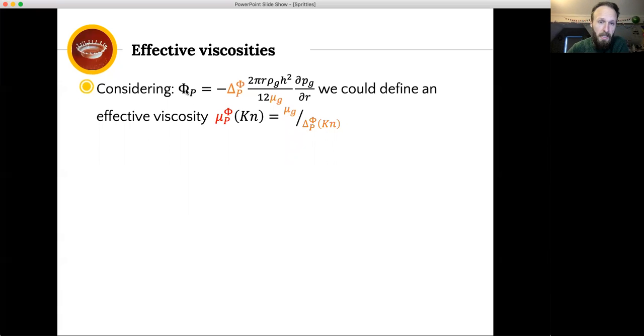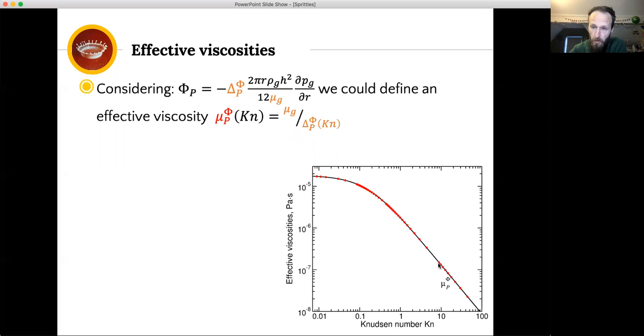So if we consider the mass flow rate due to the Poiseuille component, for example, what's useful is to think about an effective viscosity. So we can define an effective viscosity as the usual viscosity divided by this new flow coefficient. And this effective viscosity has the following form as a function of Knudsen number. And what you see is that when we reach 1, we've already dropped the effective viscosity by an order of magnitude, and it drops even further as we go to higher Knudsen number. So essentially the effect of these gas kinetic effects is that at higher Knudsen number, we reduce the effective viscosity, we reduce the viscous resistance in the film.